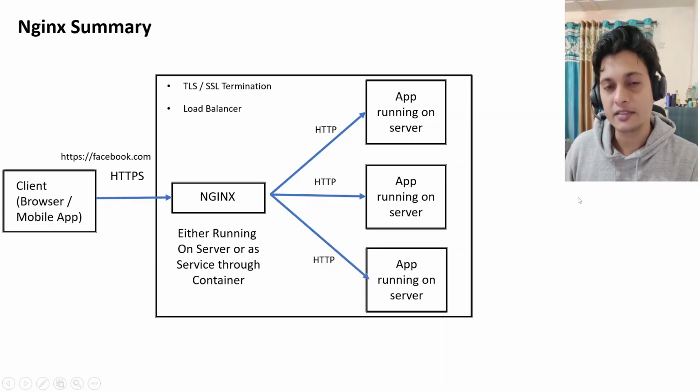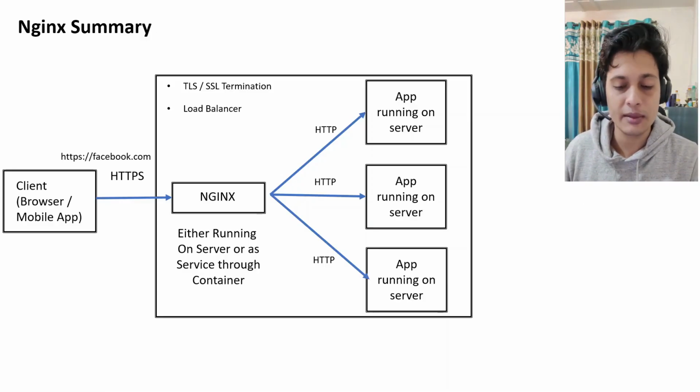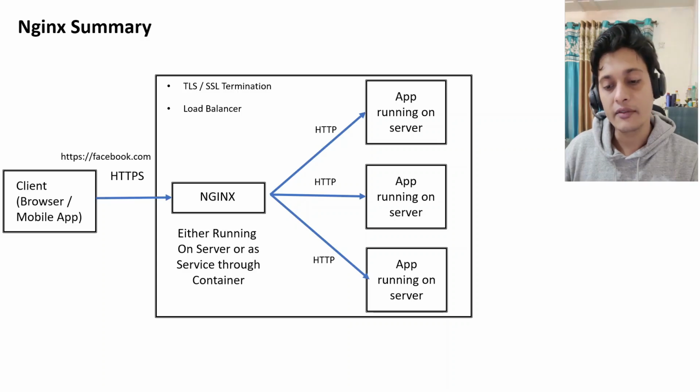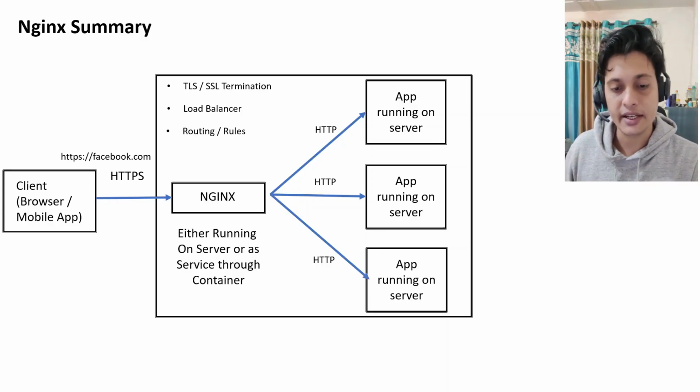The second thing is the load balancer. As we discussed earlier, it will have the complete knowledge about which server has less load, and it will send the traffic to that particular server. It is the second thing.